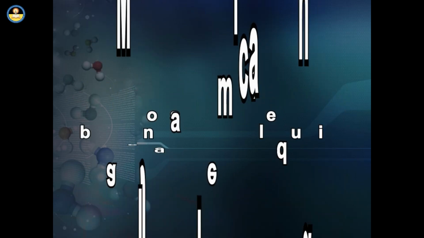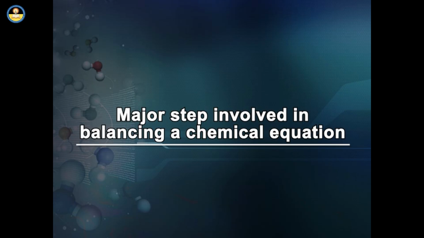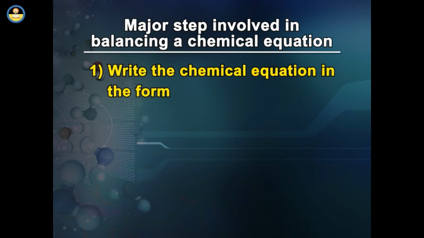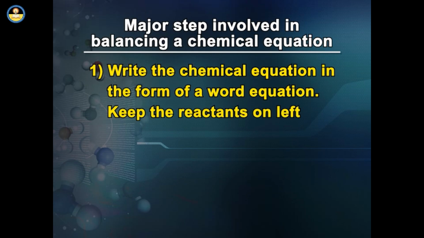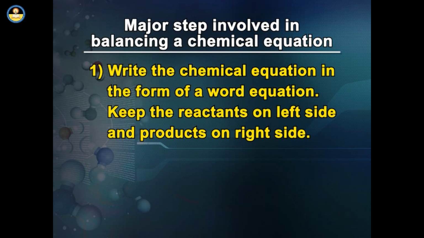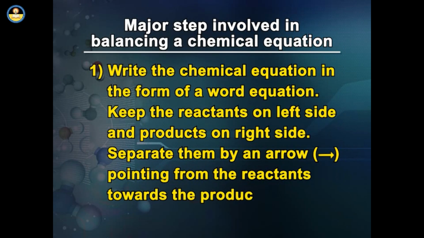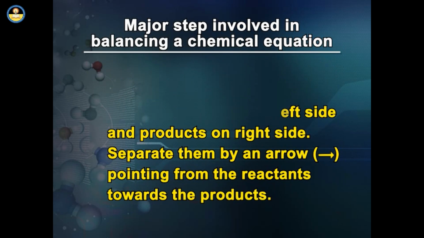Let us discuss the major steps involved in balancing a chemical equation. 1. Write the chemical equation in the form of a word equation. Keep the reactants on left side and the products on right side. Separate them by an arrow pointing from reactants towards the products.